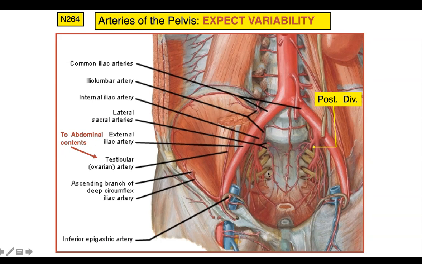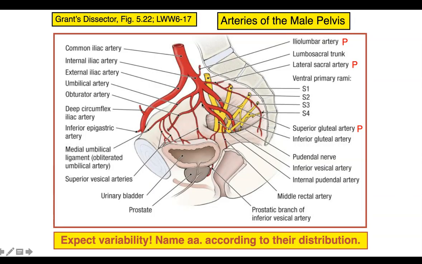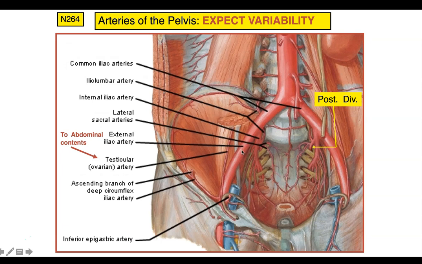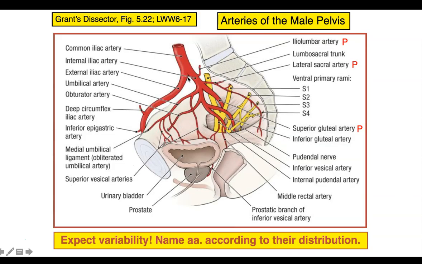But there are differences between the branching pattern of the internal iliac arteries in male and female. In the male pelvic cavity, these are the branches of the internal iliac artery. You can see here the external iliac artery passing under the inguinal ligament with the external iliac vein and entering into the thigh, where it continues as the femoral artery and the femoral vein. The internal iliac artery gives rise to some anterior branches and some posterior branches.